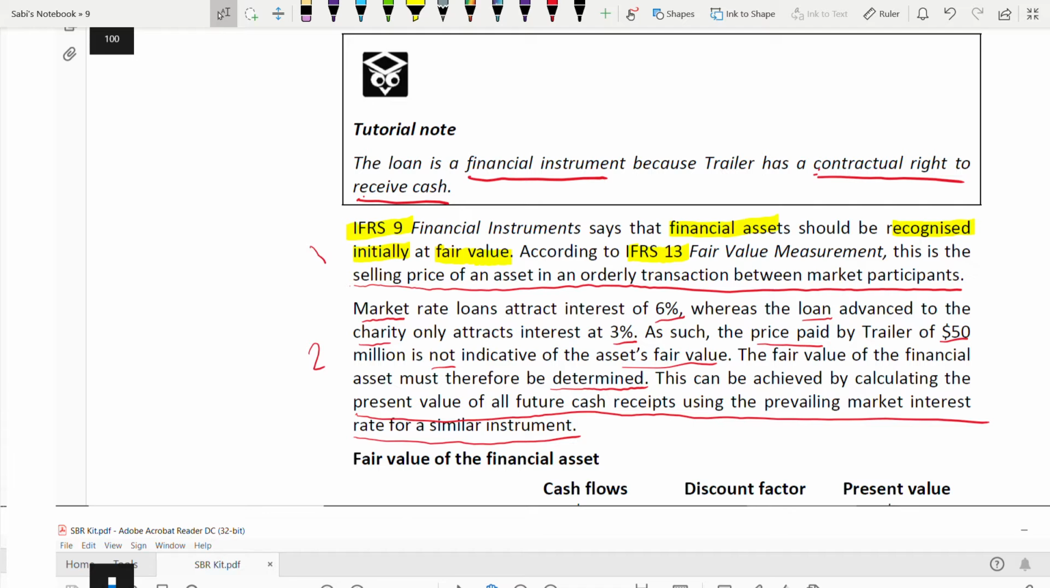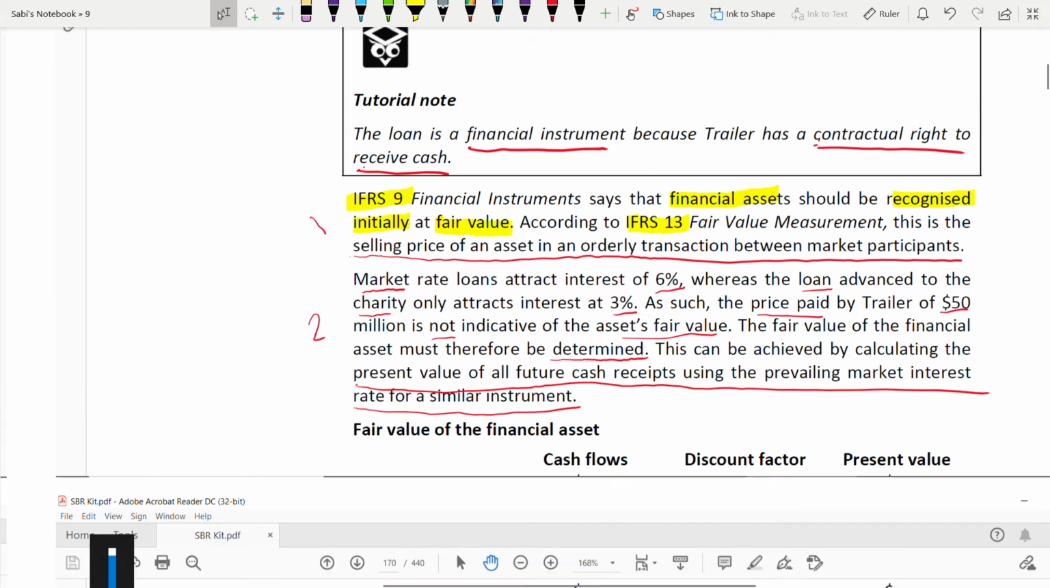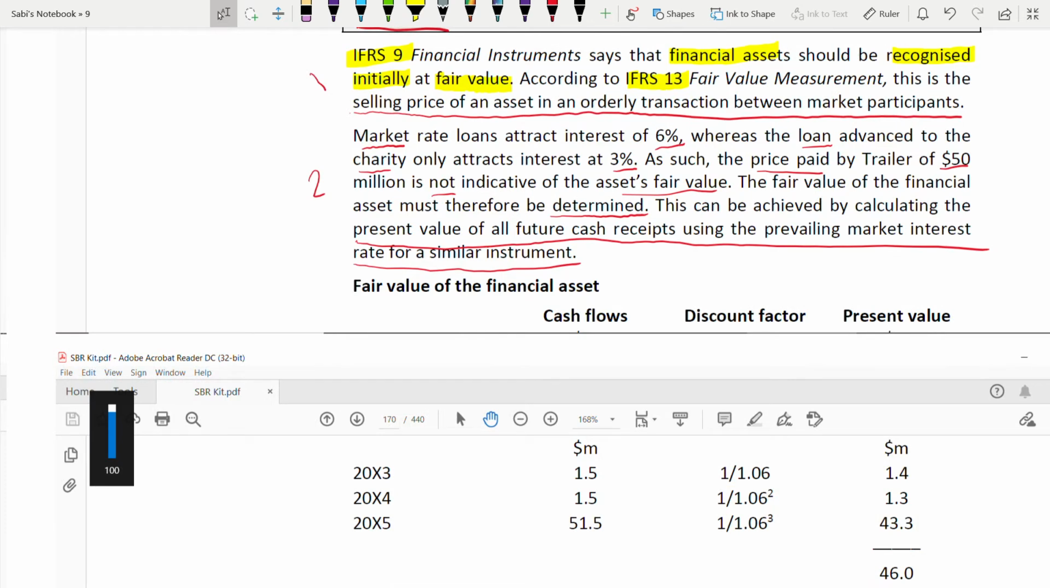Because when you are giving a loan, what are you receiving? Cash, no? So you need to find cash, and it's for 3 years. They told it will mature in 3 years, redeemable in 3 years time. So you need to find the present value today. What is the cash you are going to receive in future, but what is the present value today? What is the value of those future cash receipts? And you need to discount it. So that's why you need the market interest rate to discount it, for the similar instrument. For this loan, what is the market interest? It is 6%, right? They told the market interest is 6%.